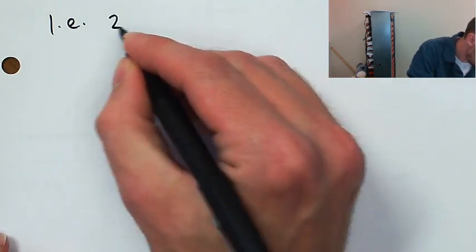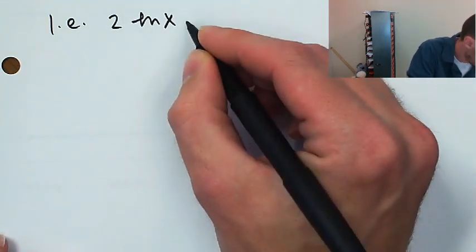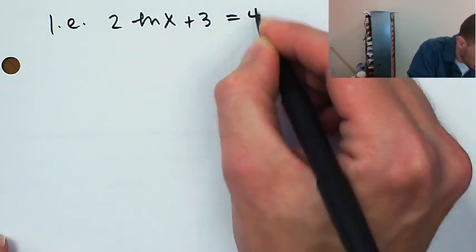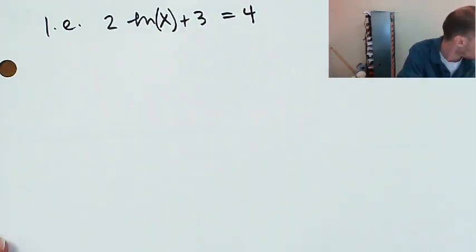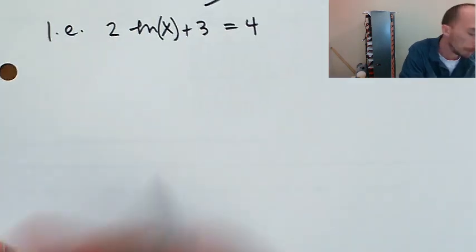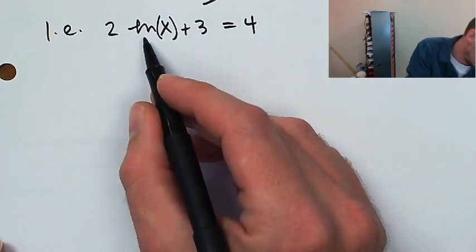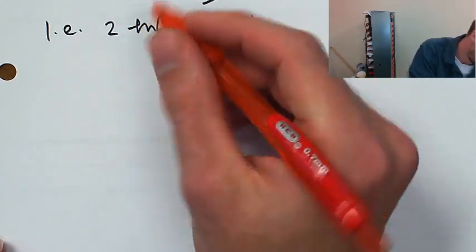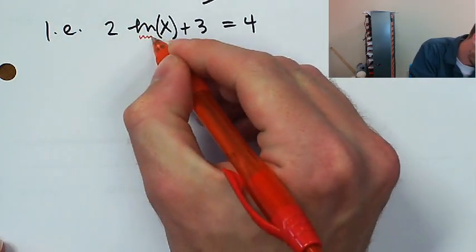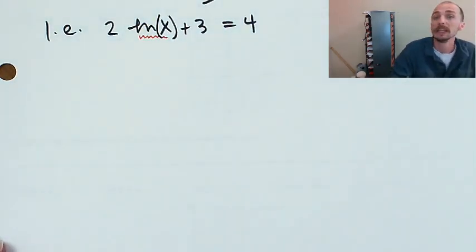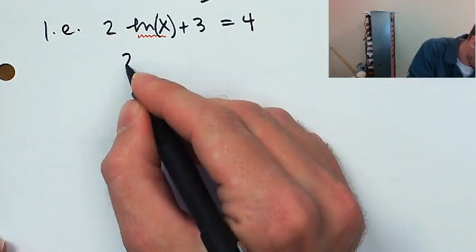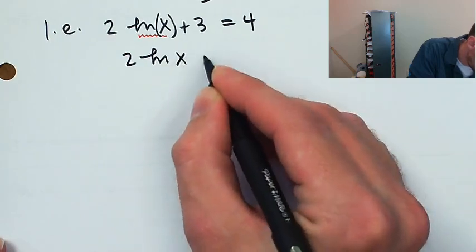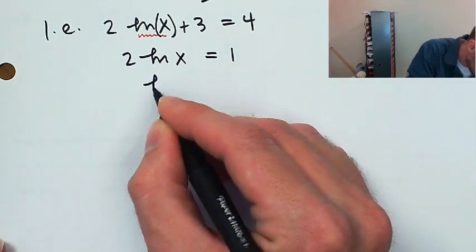All right, for E. 2 natural log x plus 3 equals 4. Okay, and if you don't see it, it's implied that the parentheses goes around the x. And so I need to kind of isolate this log before taking e to both sides power. Okay, so I'm going to subtract 3. So 2 natural log of x equals 1.